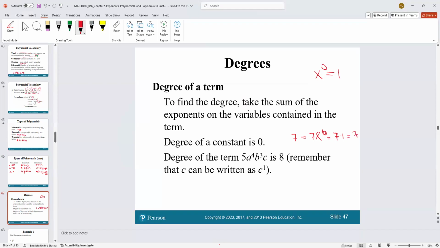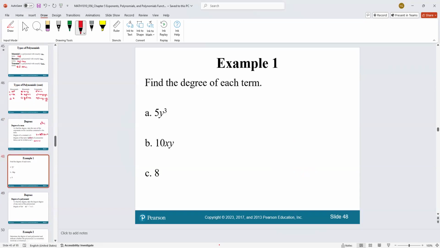Degree of the term 4x^4, a^4, b^3, c^1 is 8 because remember, we're going to do 4 plus 3 plus 1, which gives us 8. So c is to the power 1. We never write it down.